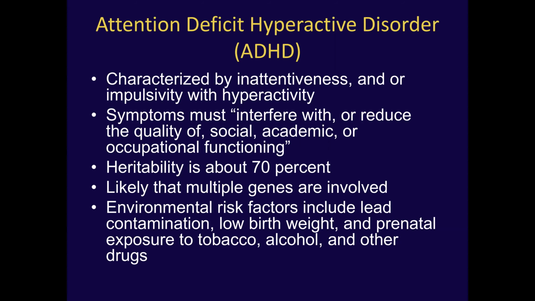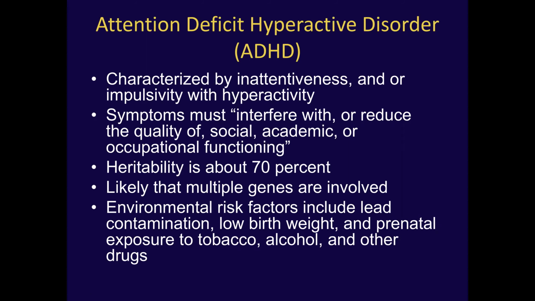But research has shown that it's likely that multiple genes are involved. So just because you inherit one characteristic does not mean that you're going to develop this condition, but it could be an interplay of multiple genetic characteristics in addition to environmental factors. Some environmental risk factors may include lead contamination, low birth weight, and prenatal exposure to tobacco, alcohol, and other drugs. The recent figure that I saw from 2016 is that 9% of children aged 2 to 17 have received an ADHD diagnosis.